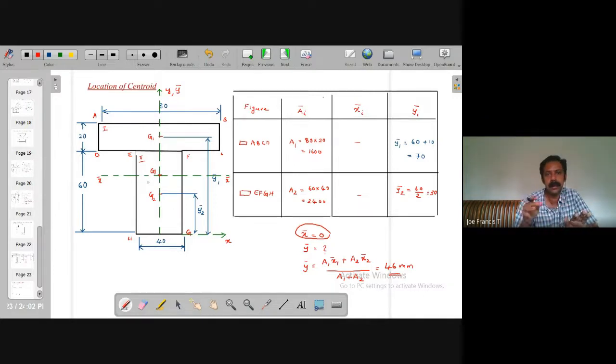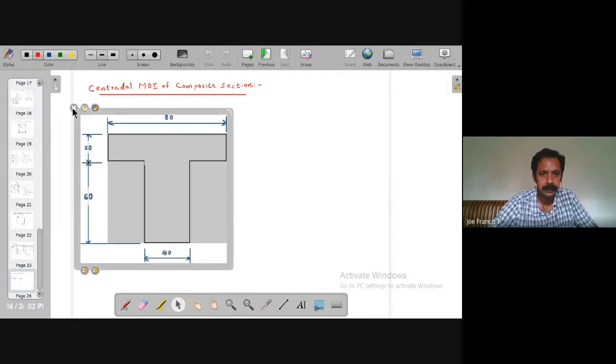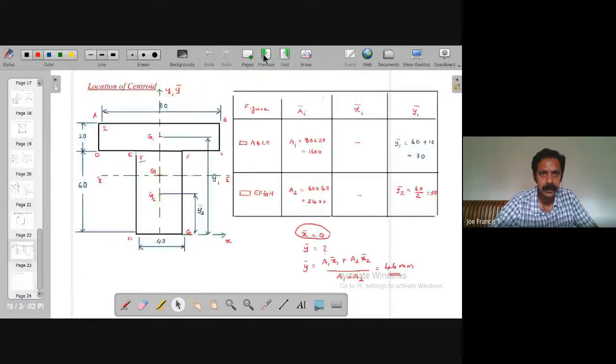We got the x bar axis and y bar axis. Now we need to find the moment of inertia with respect to this particular axis. So I'll just go ahead. Now we need to find its moment of inertia. That is the next step. So you need to find the moment of inertia of this. So I just copy this.